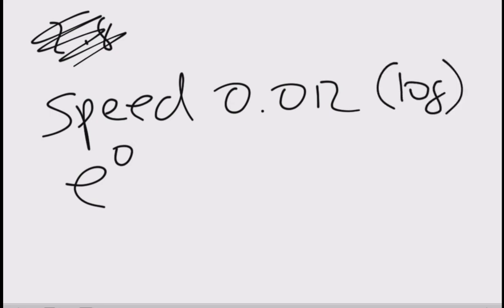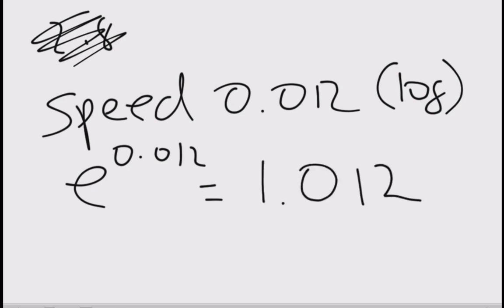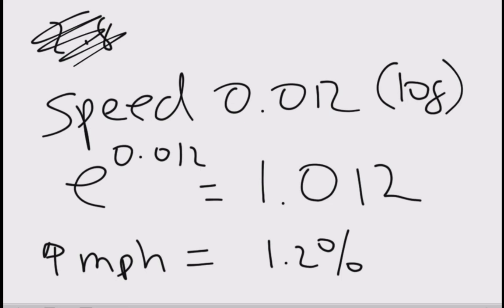Now, the speed coefficient, which I mentioned, was 0.012. This is on the log scale, right? We're working on the log scale in the regression, but if you exponentiate that, 0.012, you end up with 1.012. Which essentially means that for each increase of a single mile per hour at an intersection, so 1 mile per hour increase equals an increase of about 1.2% in the rate of crashes, which sort of makes sense.